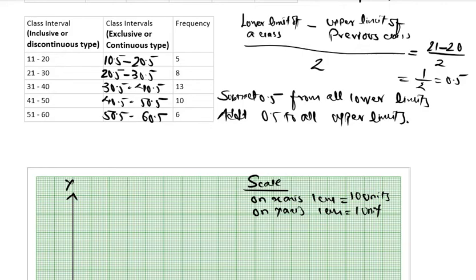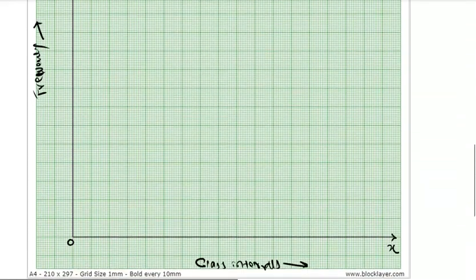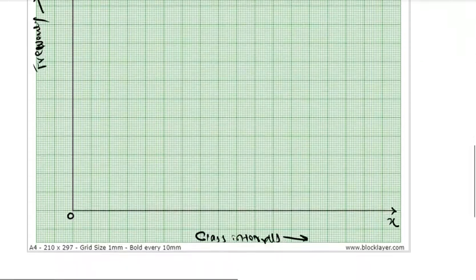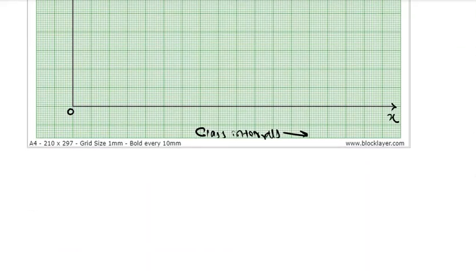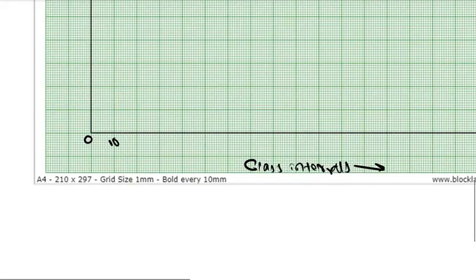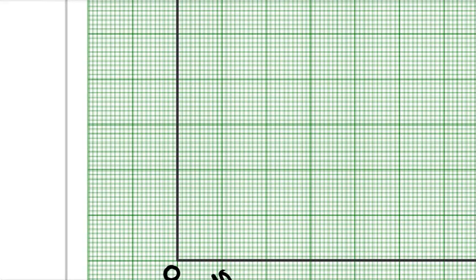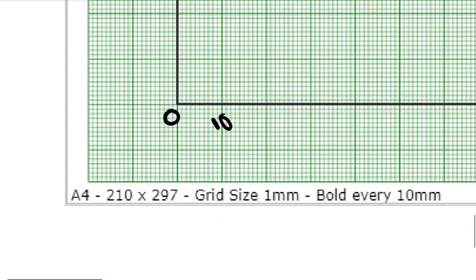So here the first class interval is 10.5. I have taken 1 centimeter as 10 units. Now tell me, if I write 10 over here, where is going to be 10.5? Let me zoom in for you. Yes. So this is 10. This is 20. This is 30.